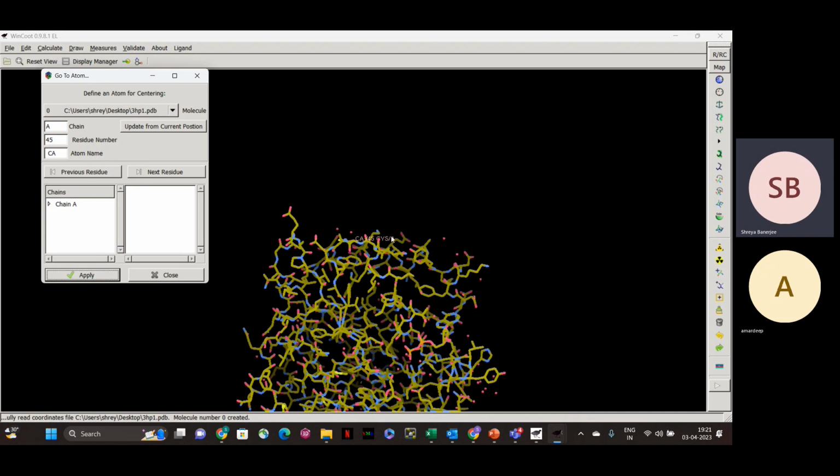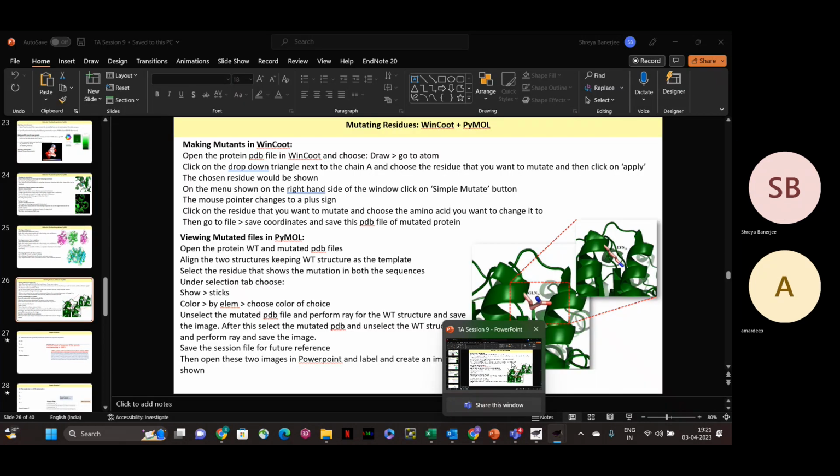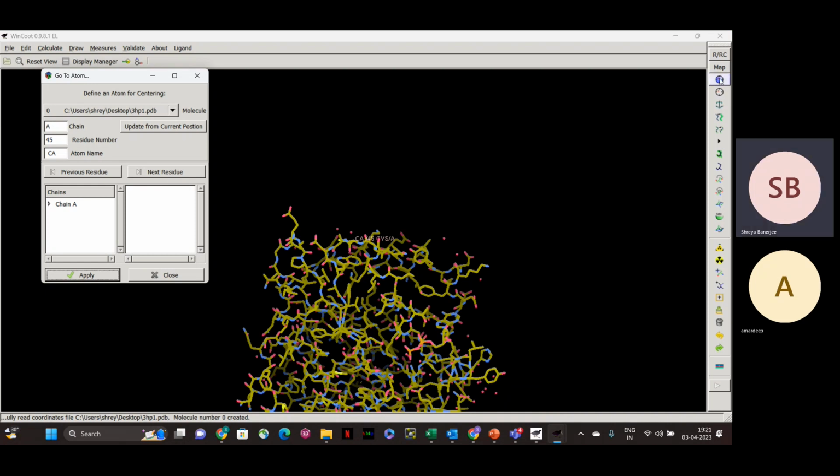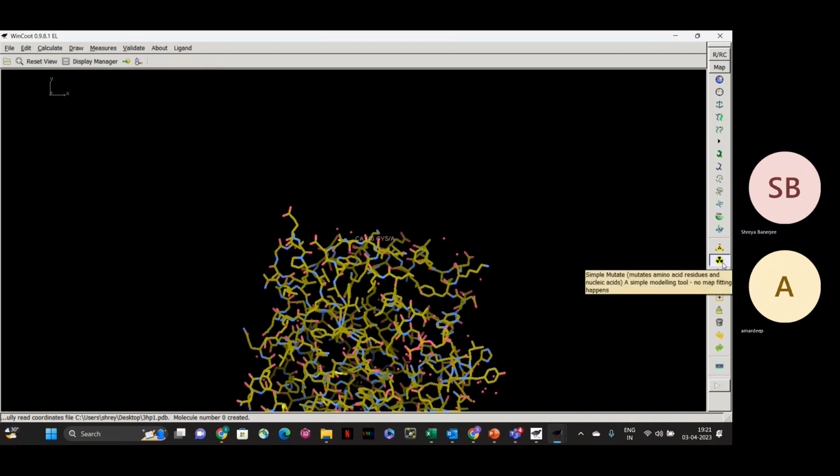I'll click on apply. It is now showing residue number 45 is a cysteine, because you can see it is written here CYS, cysteine. On the right side of the window, there is something called simple mutate. If you look at these different options, when you bring the mouse on the option, it will show what that particular option is. This option, which I'm pointing at right now, is called simple mutate. You can click on that. So this plus sign appears.